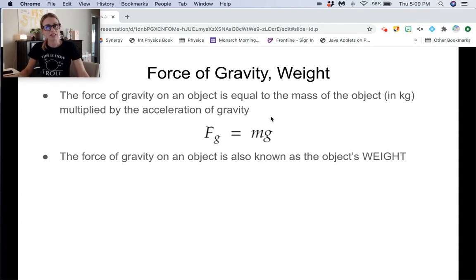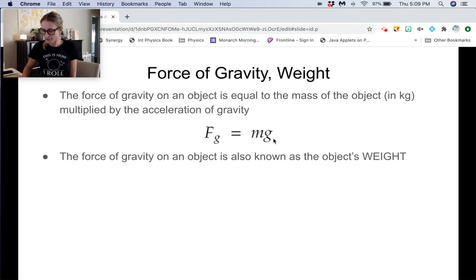The force of gravity on an object is also known as the object's weight. So this is why when astronauts go to the moon, I don't go to the moon, obviously, they look like they're lighter. It's because their weight is less, because the force of gravity is less on the moon, because the acceleration of gravity is less on the moon. It's about 1.62 meters per second squared, if I remember correctly. So this is why astronauts look like they weigh less on the moon.